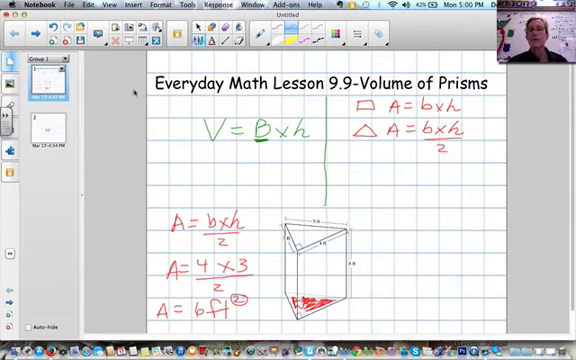Now we can use this formula. I'm going to switch back to green and plug in that figure. So we have volume is equal to area of the base times the height of the prism. So volume is equal to, and we just figured out that the area of the base is 6, so I'm going to plug that 6 in there, times the height of the entire prism. And the height of the prism is 8 feet. So the volume is equal to 6 times 8, or 48 cubic feet.